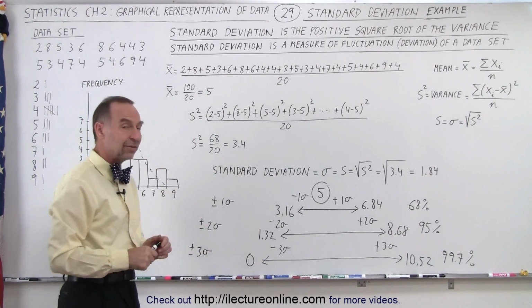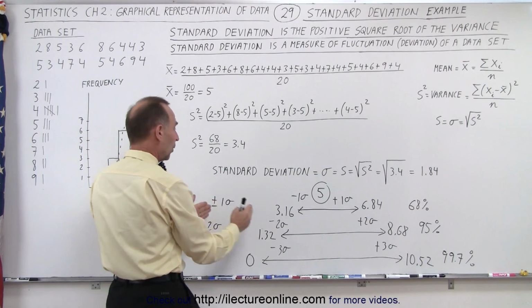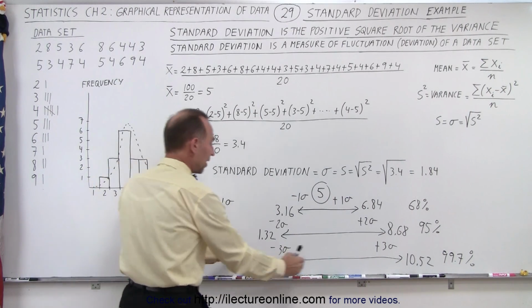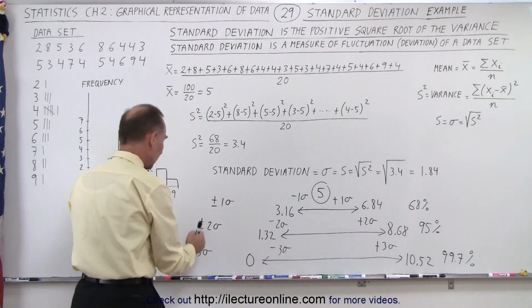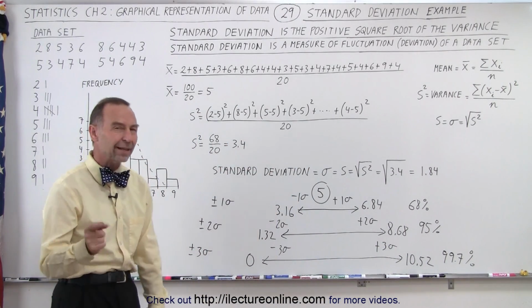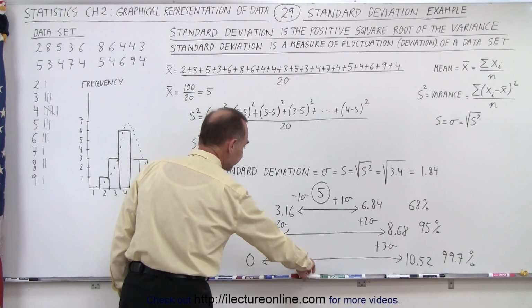And so what we're saying is that of all our data points up there, we'd say that 68% should fall within plus or minus 1 sigma, 95% will fall within plus or minus 2 sigma, and almost 100% will fall within plus or minus 3 sigma. Now let's check that with our data set right here to see if that is indeed true.